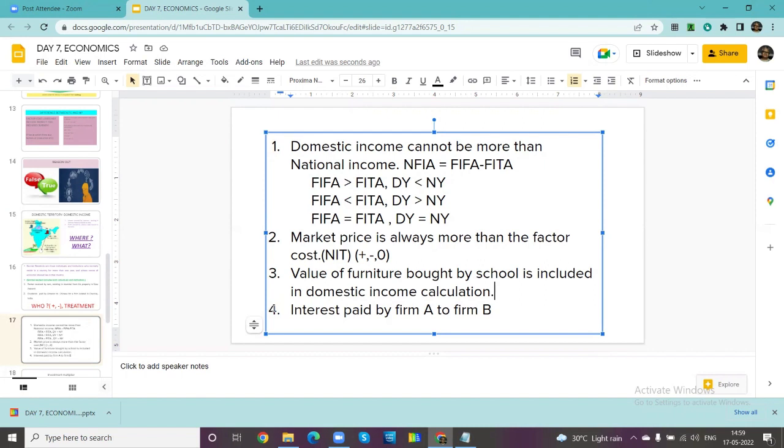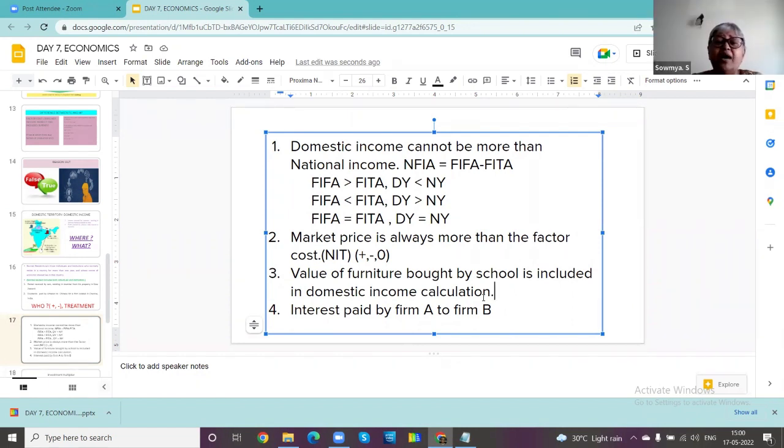Right. Then this is another thing that I have noted. Children go wrong in even very simple concepts. Something like the third one: the value of the furniture bought by the school is included in domestic income calculation, a sentence like that. True or false? When they say true or false, they must say it with a reason. What can we say for this, ma'am? It's a final product.